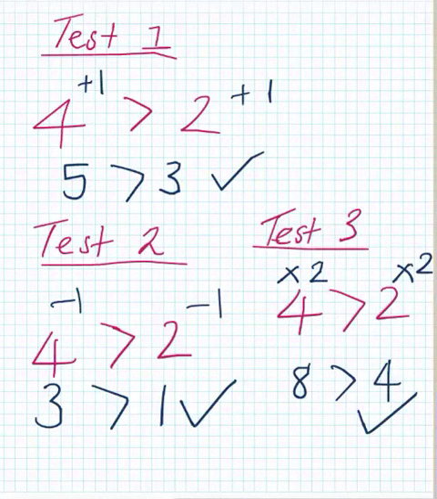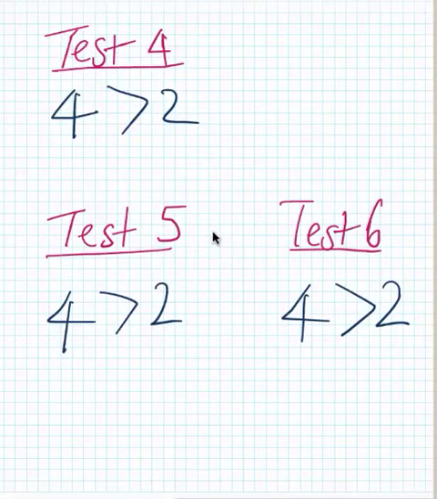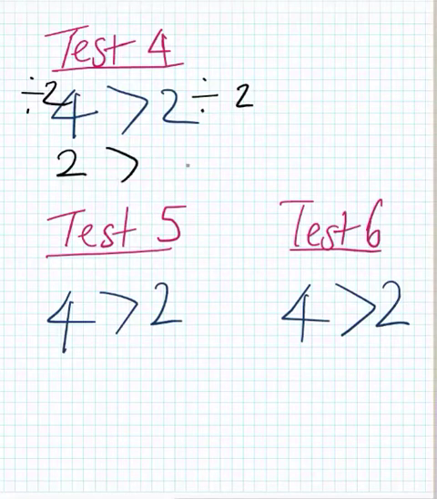Now our last operation that we haven't tried is dividing. So let's try dividing by 2. If we divide 4 by 2 and divide the 2 by 2, well, 4 divided by 2 gives us 2 is greater than 2 divided by 2, which is 1. Is 2 greater than 1? Yes, it is. So it holds true. So far we have added and subtracted numbers, and we have also multiplied and divided by positive numbers. So what's left is to see what happens when we multiply by a negative number.